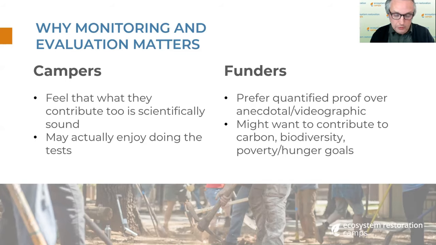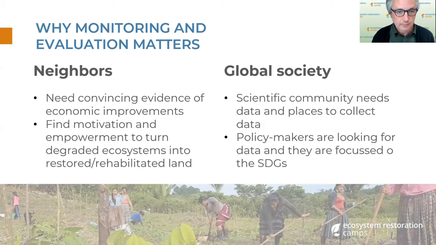So these are just two groups very close to the camps that are interested in quantified data outside the anecdotal data. But now it gets interesting for that scaling question. If we can show that we're sequestering carbon, if we can show that we're helping preserve biodiversity, if we can show we're improving livelihoods of communities and people and farmers in those areas, other communities in the region, neighboring farmers may want to be convinced to change practices, to join up in the broader ecosystem restoration movement, and to start to adopt some of those practices that have been showcased at camps. And I know that for a great majority of the camps currently in the movement, there is an interest to help those neighbors move forward in that sense.